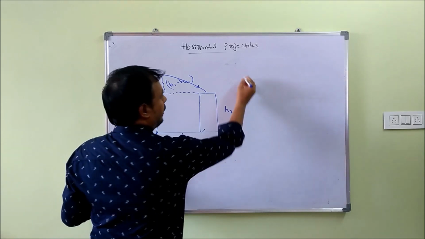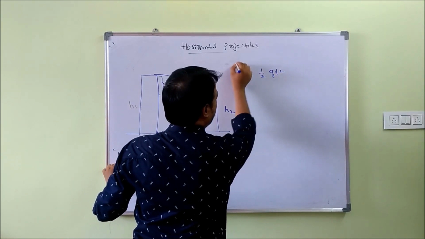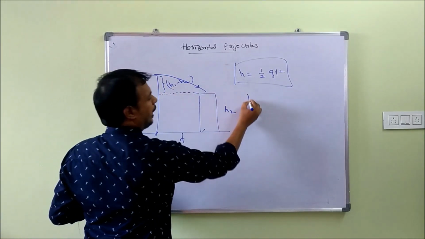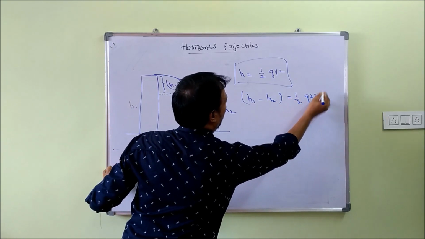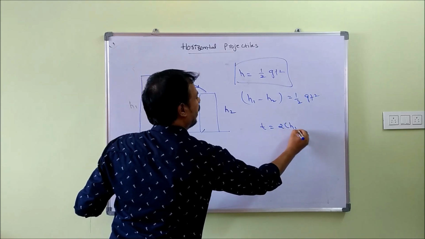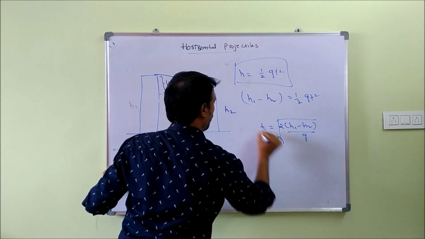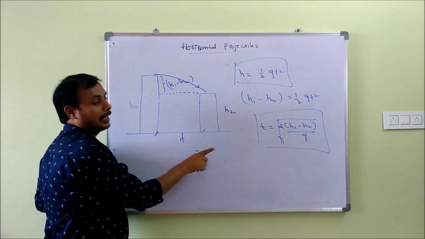Right? I am calculating time, that is h equals half g t square. We know this equation. h is nothing but the height difference, h1 minus h2, equal to half g t square, and then time becomes root over 2 times (h1 minus h2) by g. So this is the time taken by the person to jump onto the second tower.